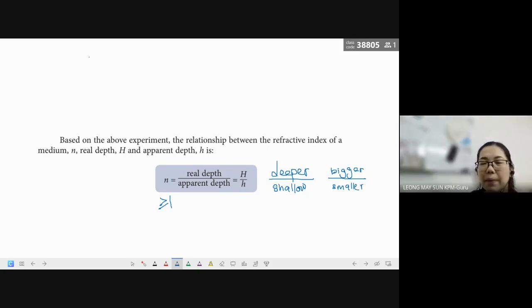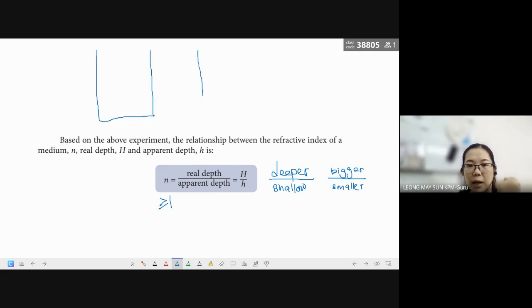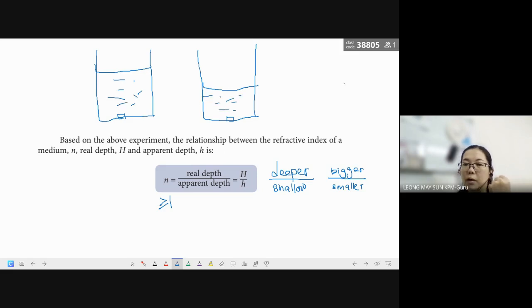This is the part that I have to inform you. Let's just say they ask you to compare the same beaker, where the coin is located here, and the only difference is the water level. Now I'm going to ask you to test one thing, and I want you to explain it. This is beaker number 1. This is beaker number 2.